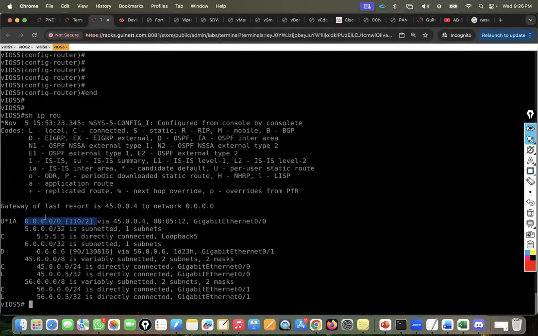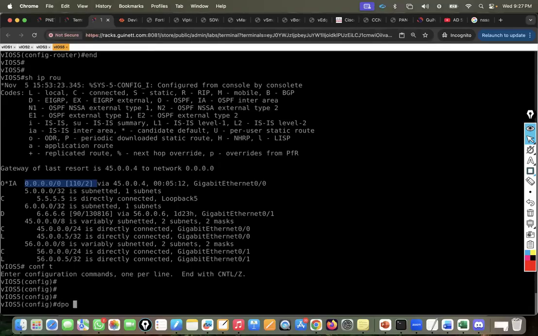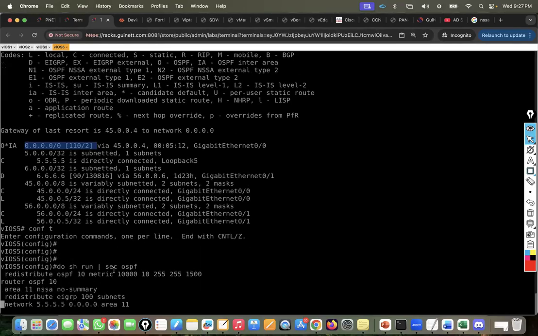But if I change this type to normal NSSA only, then you're going to get the OIA route as a specific route, like 1, 4, these will all be there. Let me do that so you can see that also. Like if you remove the not so stubby area totally? Yeah, that's what I'm going to do.